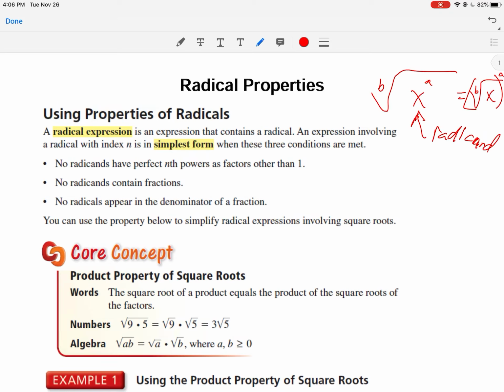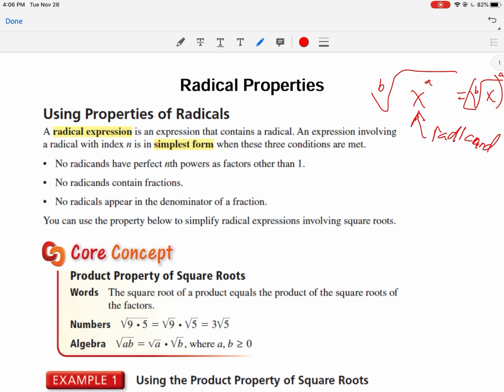No radicands have perfect nth powers as factors other than 1. So if you can reduce some factor powers out of here, if there's a square in there somewhere, you've got to take it out, or a third root or a fourth root, whatever the root may be. No radicands contain fractions. You can't have a fraction inside the radical symbol. You can separate it, and then you can rationalize the denominator. And no radicals appear in the denominator. That's the part we were just talking about.